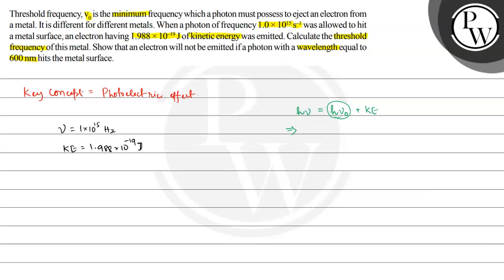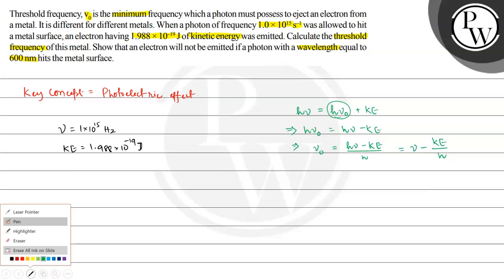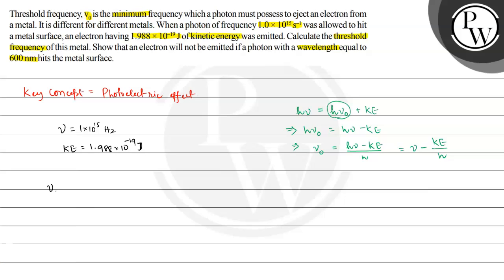So h nu is equal to h nu naught plus Ke, and h nu naught is equal to h nu minus Ke, and अगर हम nu naught की value निकालें then nu naught will be h nu minus Ke divided by h. So h nu by h is सिर्फ nu, it is nu minus Ke divided by h. So हमें यहाँ पर nu naught की वैल्यू चाहिए, that is threshold frequency. So nu naught will be nu minus kinetic energy divided by h.